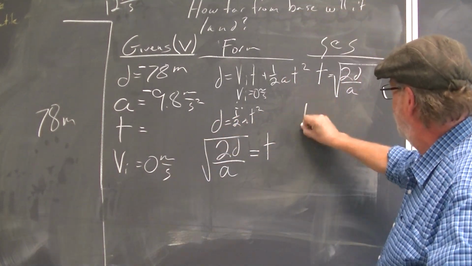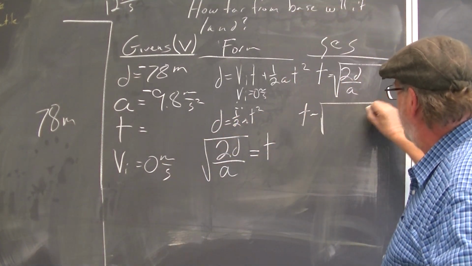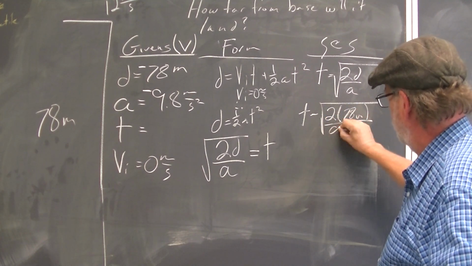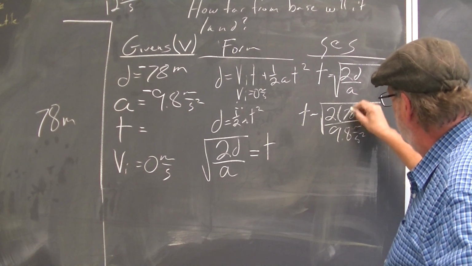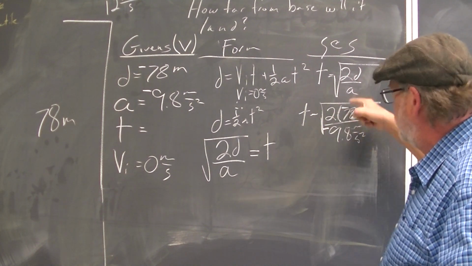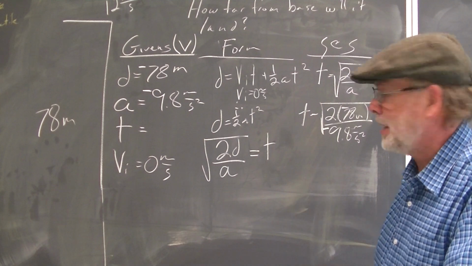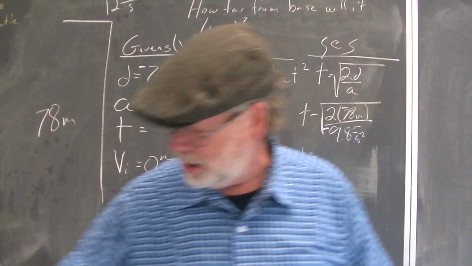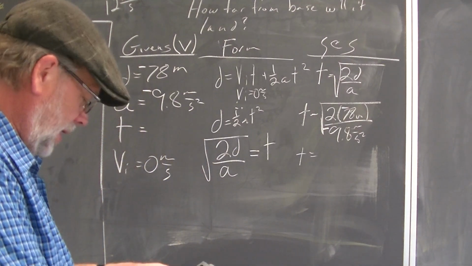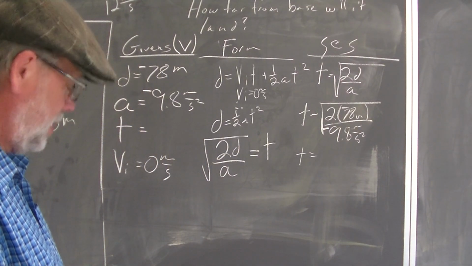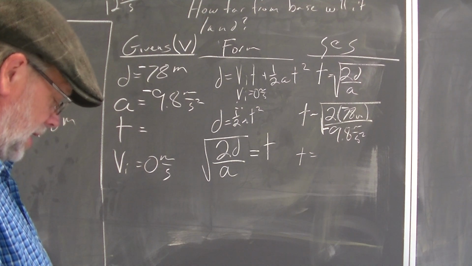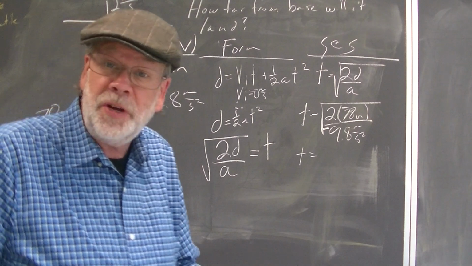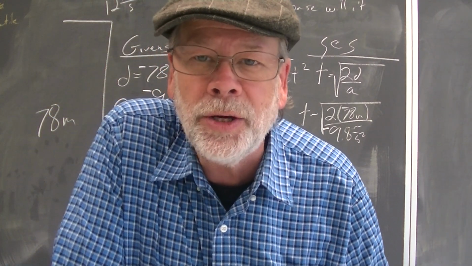All right, so we have t equals the square root of 2 times 78 meters over 9.8 meters per second squared. Oh, let me make these negative. Now you see the negatives cancel out there, so it is kind of just a bookkeeping issue. What does my time equal there? Well, I have 2 times 78 divided by 9.8. I have 15.9 seconds. Is that correct?